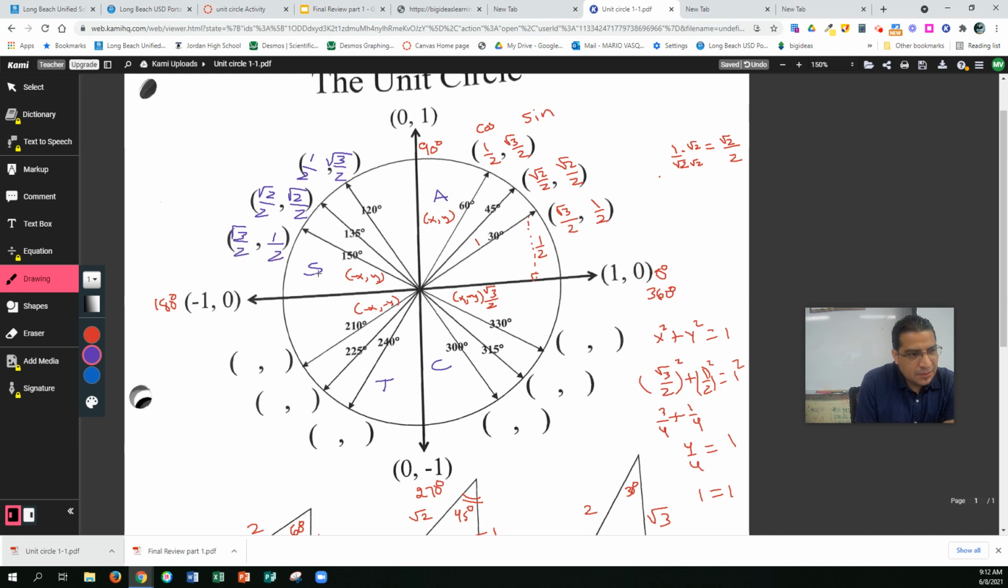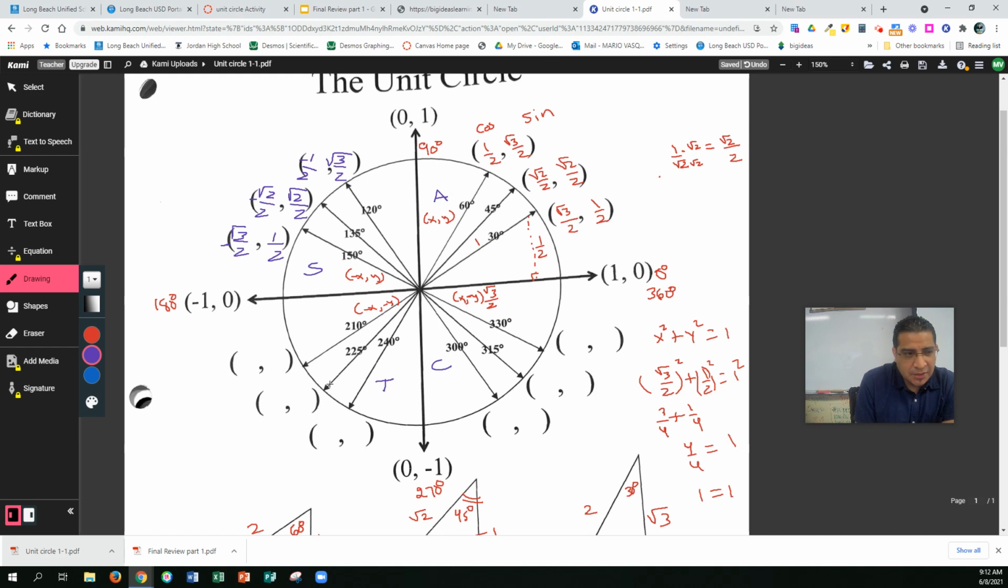Now, I did mention that sine is positive, meaning the y component will be positive, but anything else will be negative. So that means that all these values here are going to be negative. Okay, and that's it for this part.